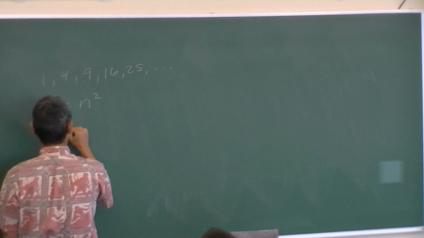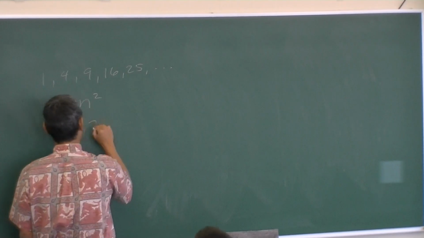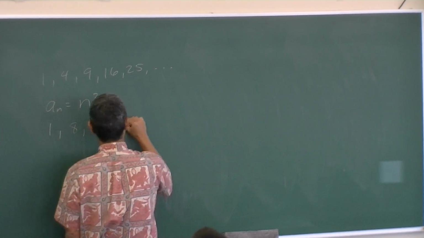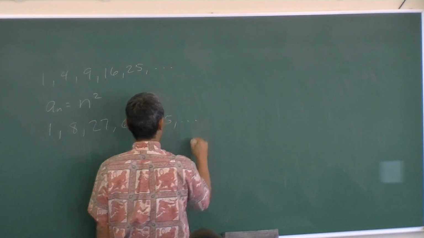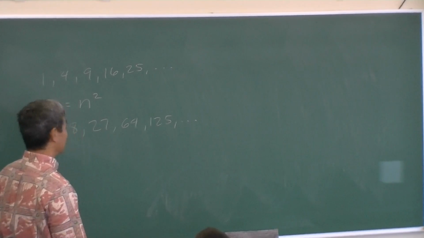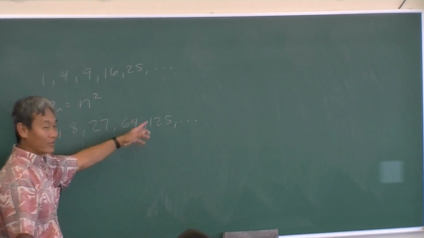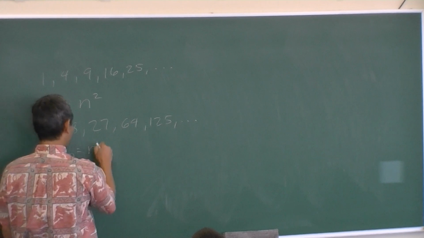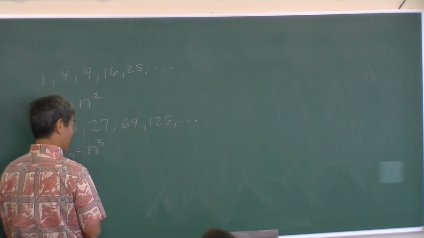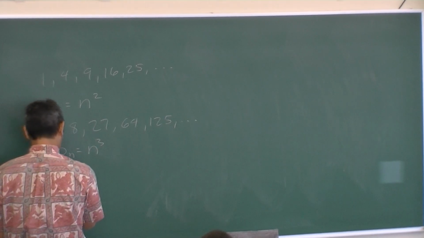Oh, you guys think you're good now? Okay. You guys think you're good? These are the cube numbers, right? 1 cubed, 2 cubed, 3 cubed, 4 cubed, 5 cubed, and so forth. So what's the explicit formula? n cubed. Oh, you guys think you're good now, yeah? Okay, what about this?